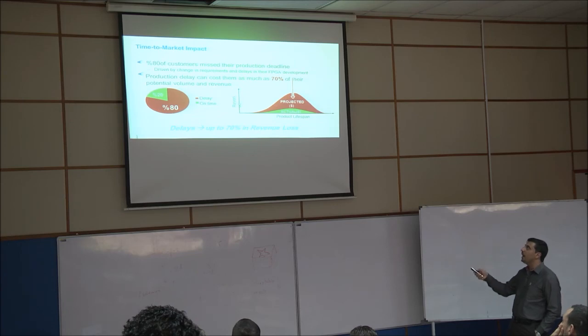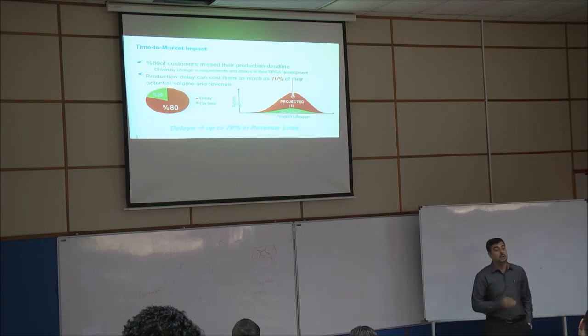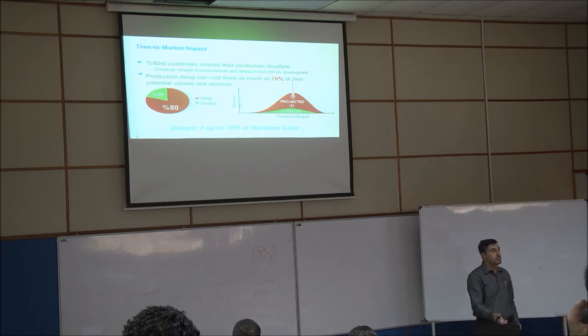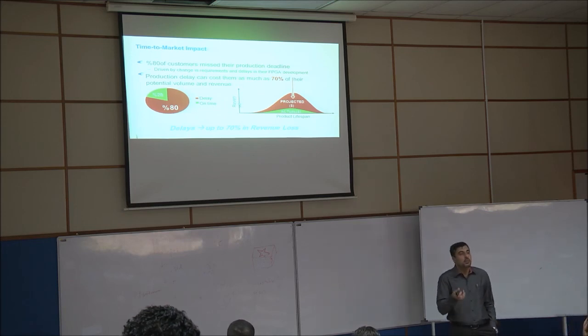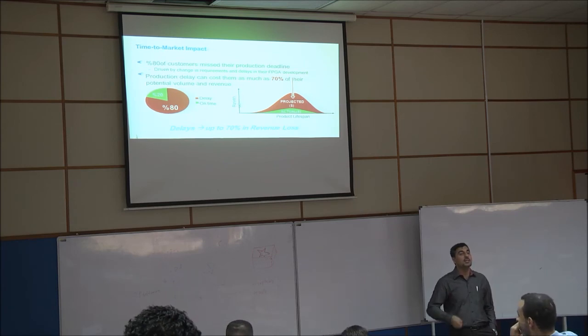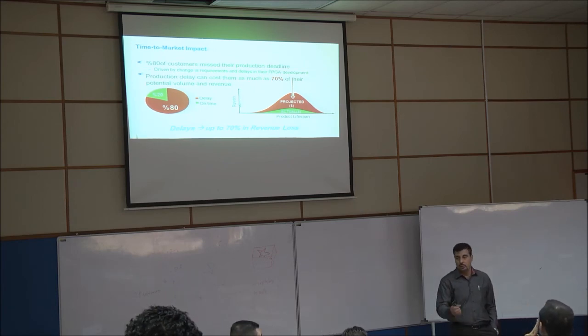The red one is the delay of the project. Why? Because every year the company is producing new FPGA. They produce not just the hardware, they also produce the software for you, I mean the CAD tool. We call it a CAD tool, to make your design faster and easier.